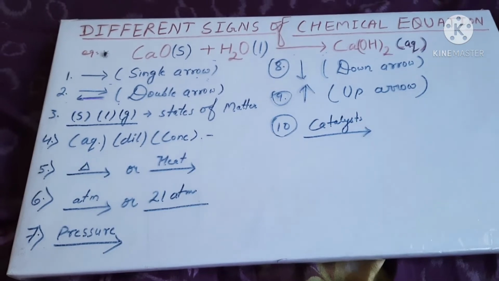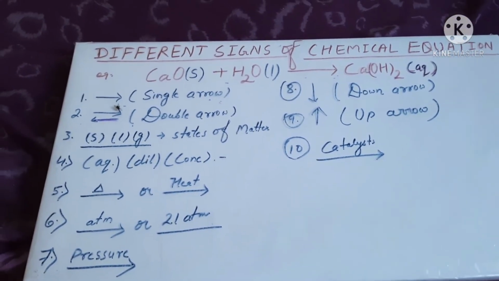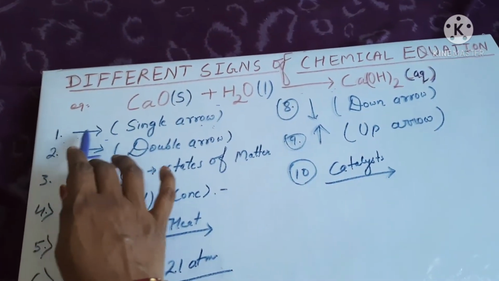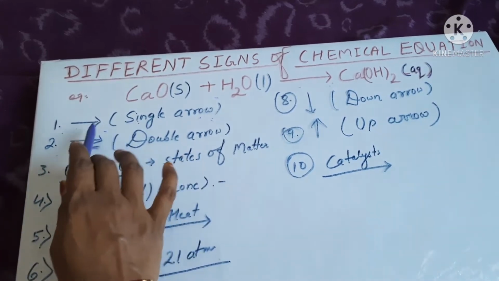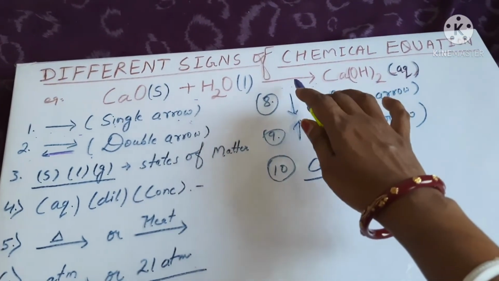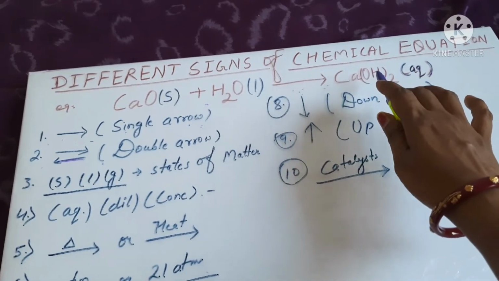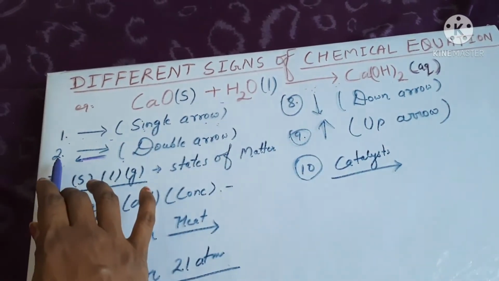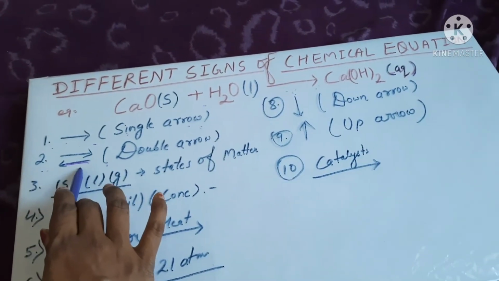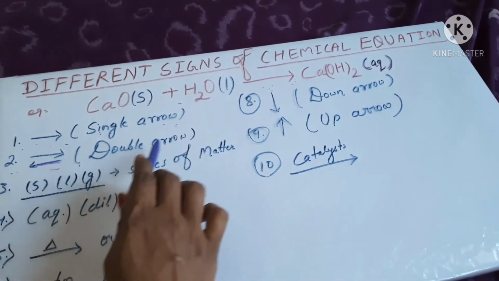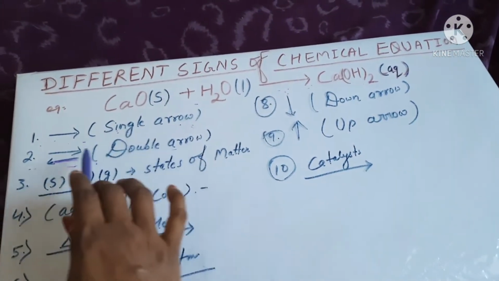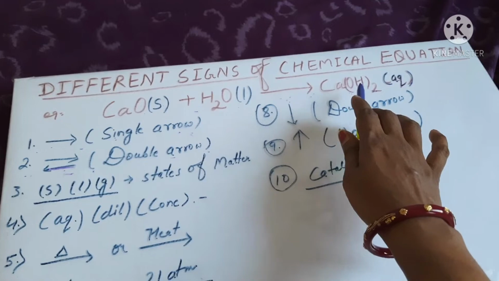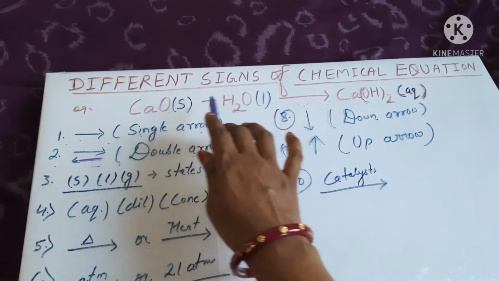Okay. Now come to the point. Different signs of chemical equation. So what are the different signs? Let's see. The first one is the single arrow. It means the given reaction proceeds only in one direction. Okay. Now the second one is the double arrow, meaning the reaction proceeds in both directions. It means reactants form products and products again form the same reactants.